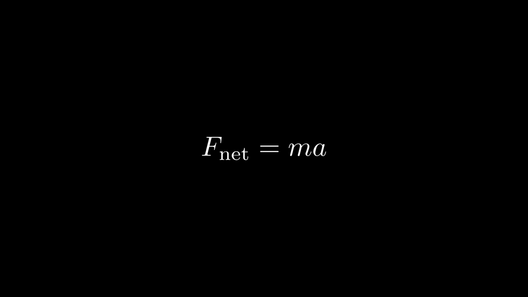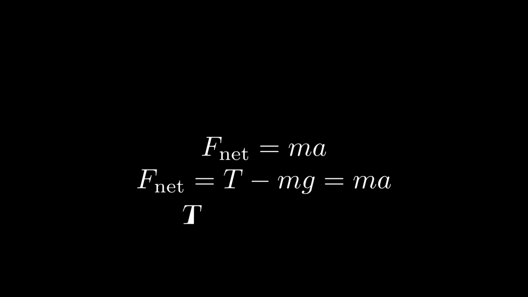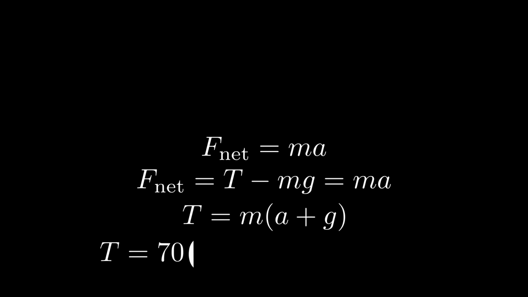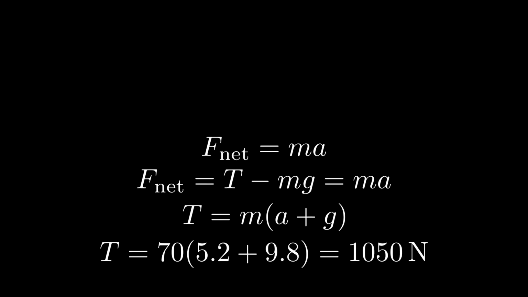Now for part B, we want to determine the tension in the rope. So let's use Newton's second law. We know that F net equals ma. And then we can find that the net force is tension, which is upward, minus mg. T minus mg equals ma. And then we can add mg to both sides to get that tension equals m times a plus g. And then we can substitute the acceleration, since we know it's 5.2, and g is 9.8 and the mass is 70, to find that the tension is 1050 newtons.